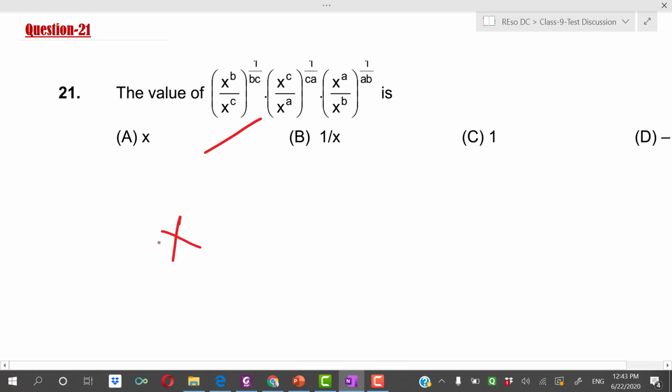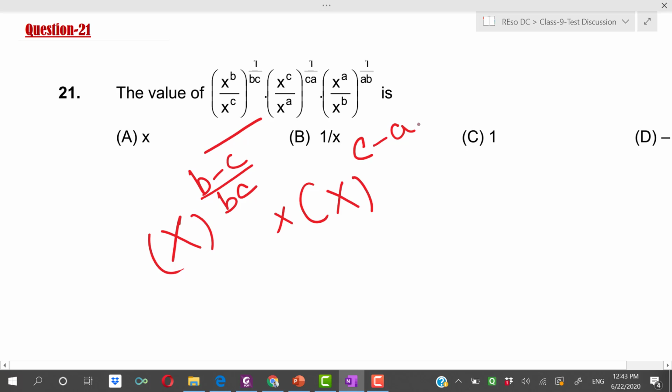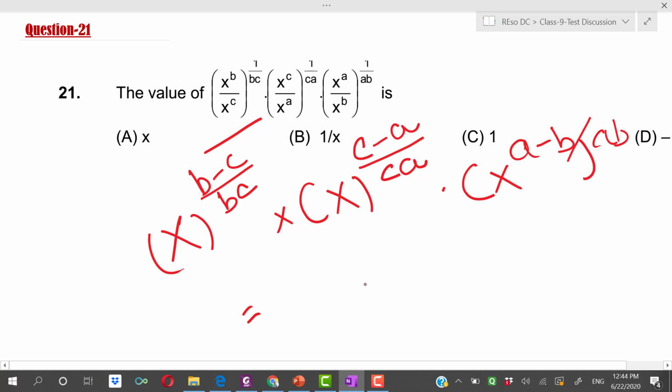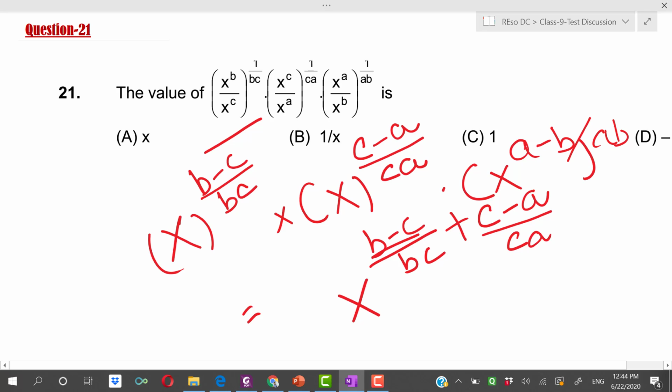So I can write the given expression as x^((b minus c)/bc) multiplied by x^((c minus a)/ca) multiplied by x^((a minus b)/ab). Since the bases are same, I will directly add the powers. It will be (b minus c)/bc plus (c minus a)/ca plus (a minus b)/ab.